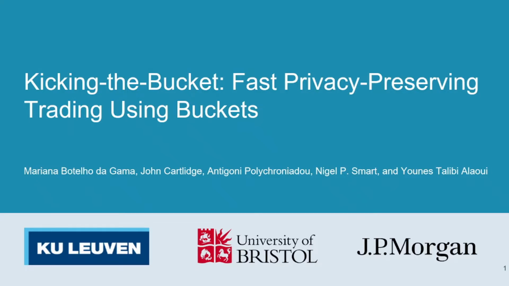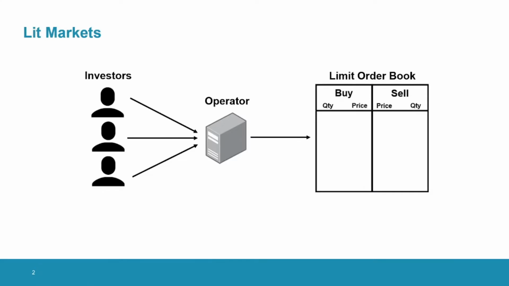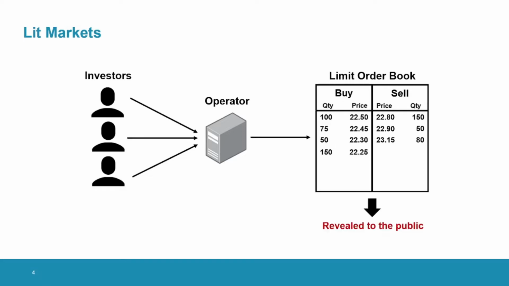from KU Leuven. Our work is about trading in dark pools, so I'll start by explaining what dark pools are and why they exist. In a typical lit market, investors will submit orders to an auction whenever they wish to buy or sell some quantity of stock at a particular price. And the information in their orders becomes public as soon as they are submitted.